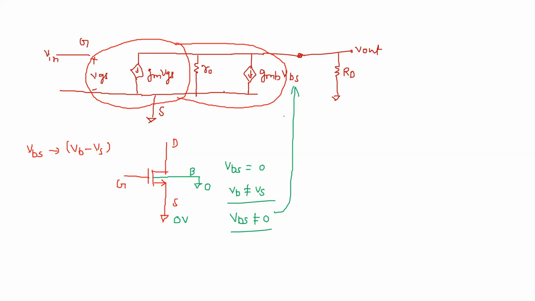So now, how will we draw this thing? If you want to see this over the small signal, then I can say this is the gate, this is the drain, and this is your source. Suppose your source is at some potential, or let's say zero potential, and you have the body here.